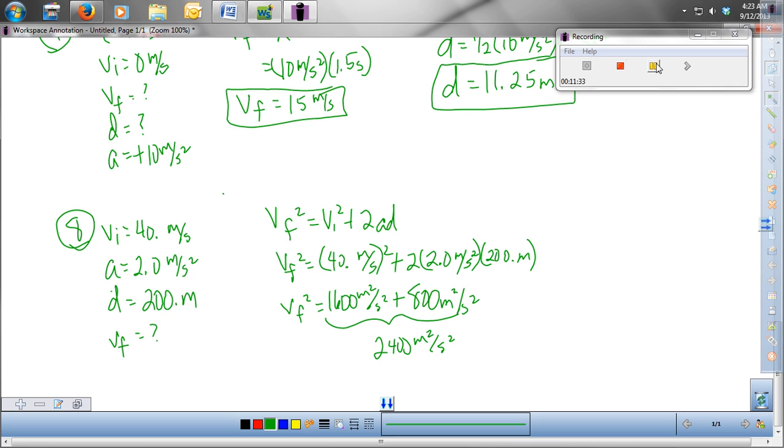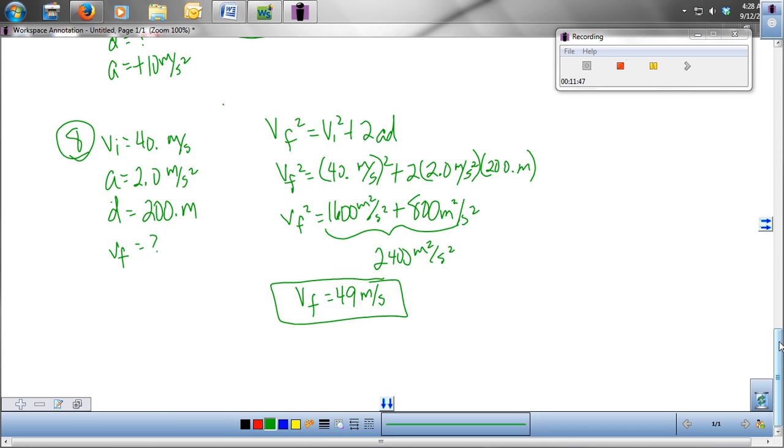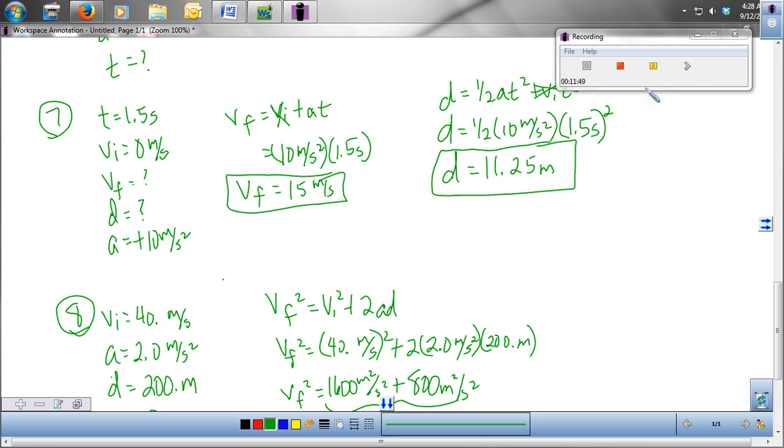So I'm going to pause for a minute. And when I take the square root of 2400, I get VF is 49 meters per second. Now I want to go back up here and look at number 7 because I didn't pay any attention to my sig digs in that final answer. And I should only have 2 sig digs, so my final answer here should actually be just 11. Okay, I'm going to post this on YouTube.